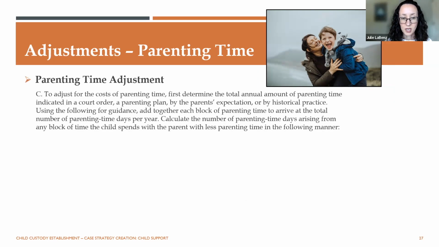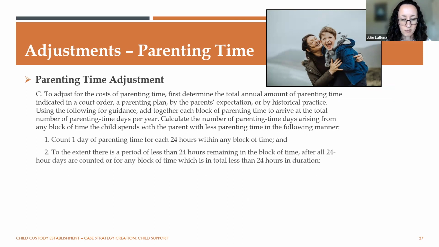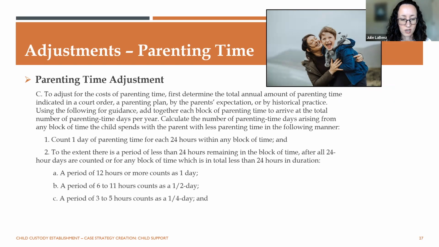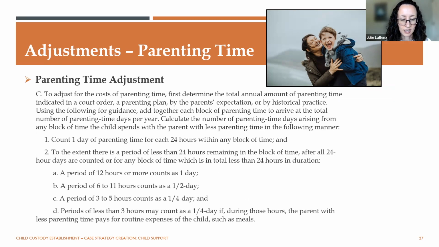To adjust for the cost of parenting time, first determine the total annual amount of parenting time indicated in the court order, parenting plan, by the parent's expectation or by historical practice. And then here's some guides for calculating. Count 1 day for each 24-hour block of time. If there's less than 24 hours, then if it's 12 hours or more, that's 1 day. If it's 6 to 11 hours, that's a half day. 3 to 5 hours is a quarter of a day, and less than 3 hours may count as a quarter of a day if during those hours the parent with less parenting time pays for routine expenses of the child, such as meals.